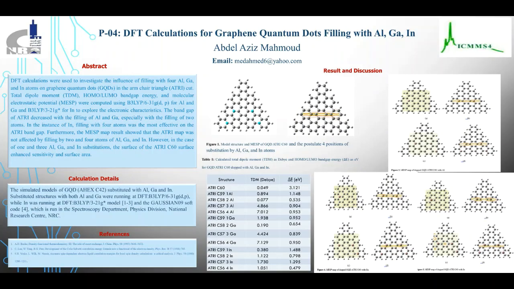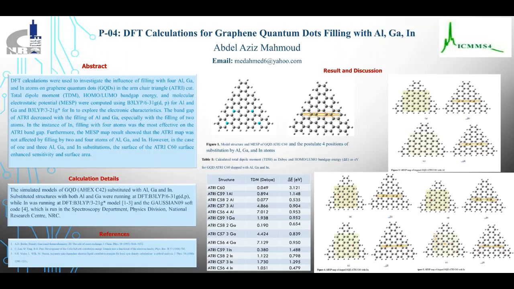Poster number 4, presented by Professor Abdul Aziz Mahmood, titled Density Functional Theory Calculations for Graphene Quantum Dots Filled with Aluminum, Gallium, and Indium. Density functional theory calculations were used to investigate the influence of filling with 4 aluminum, gallium, and indium atoms on graphene quantum dots in the armchair triangle cut.